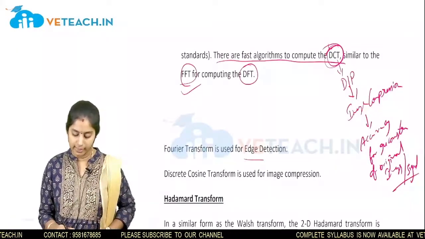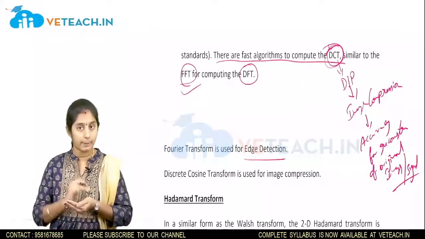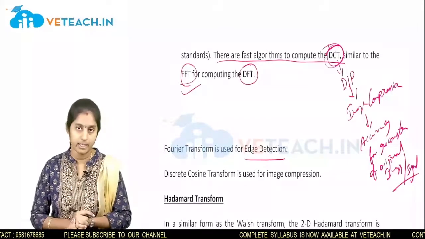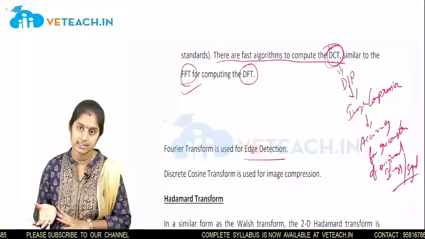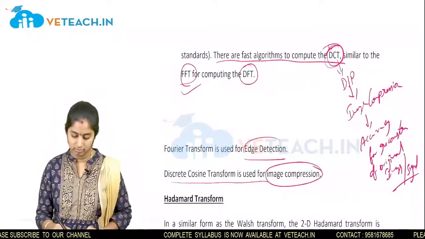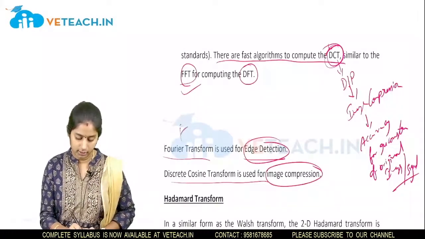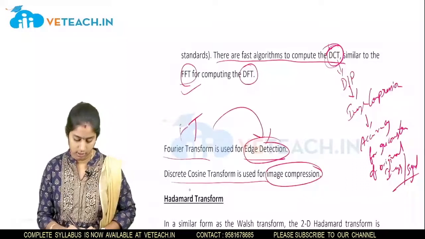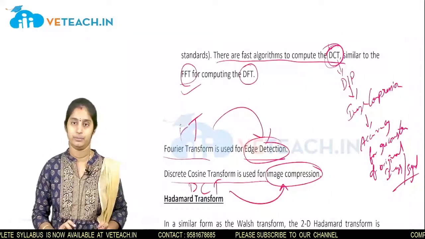So the Fourier transform is used for edge detection, and the cosine transformation is used for image compression, where the image is compressed at the transmission side and expanded at the receiving side. So clear, right? Fourier transformation is for edge detection. DCT is for image compression.